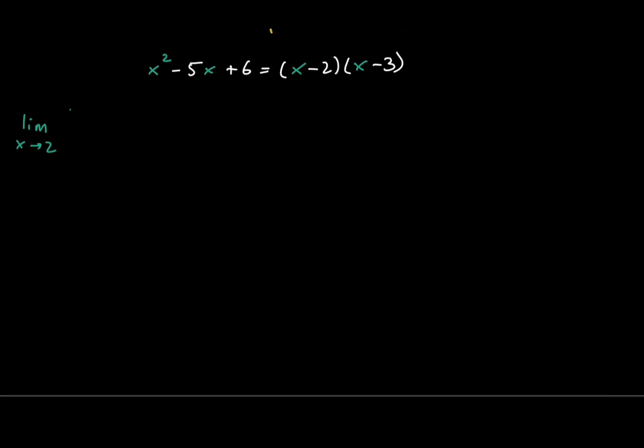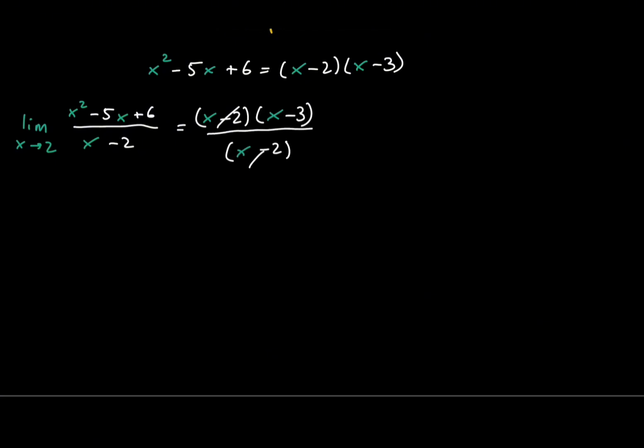Now rewrite the fraction. We get x minus 2 times x minus 3 divided by x minus 2. Now we cancel the common factor x minus 2. So the expression simplifies to x minus 3.